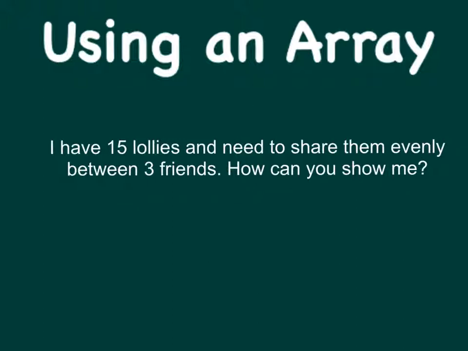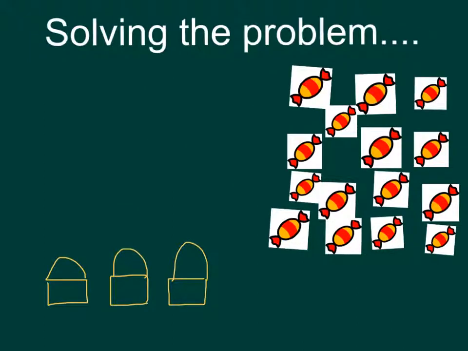So we need to share them evenly. Let's see if we can work that out. Let's go ahead and solve the problem. Remember, the problem was that we've got 15 lollies and we need to share them equally among 3 people. Your 3 friends are coming to your party. You want to make sure they all get the same amount of lollies. Now, on the ground here, we have 3 lolly bags. Okay? And we're going to put the lollies inside each of those lolly bags. Okay? And we're going to work out, do we all have an equal amount? And does this make an array?